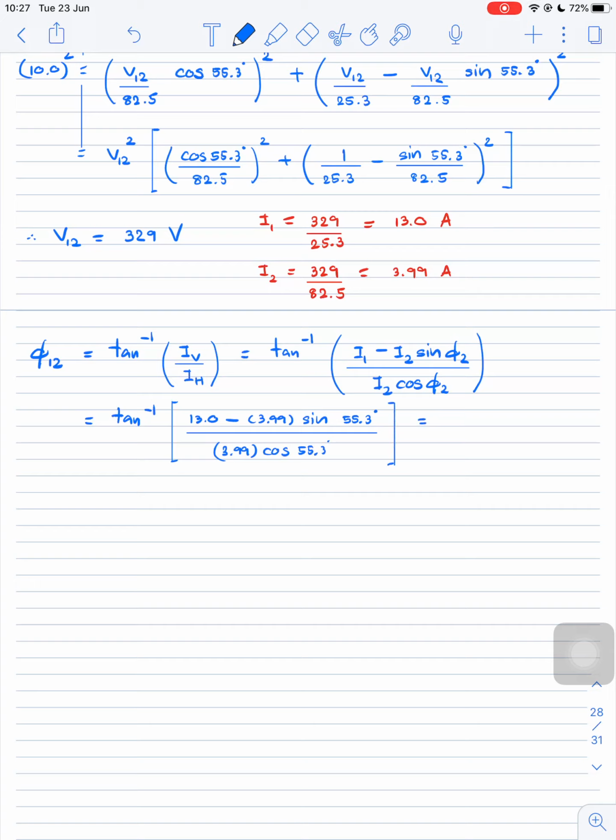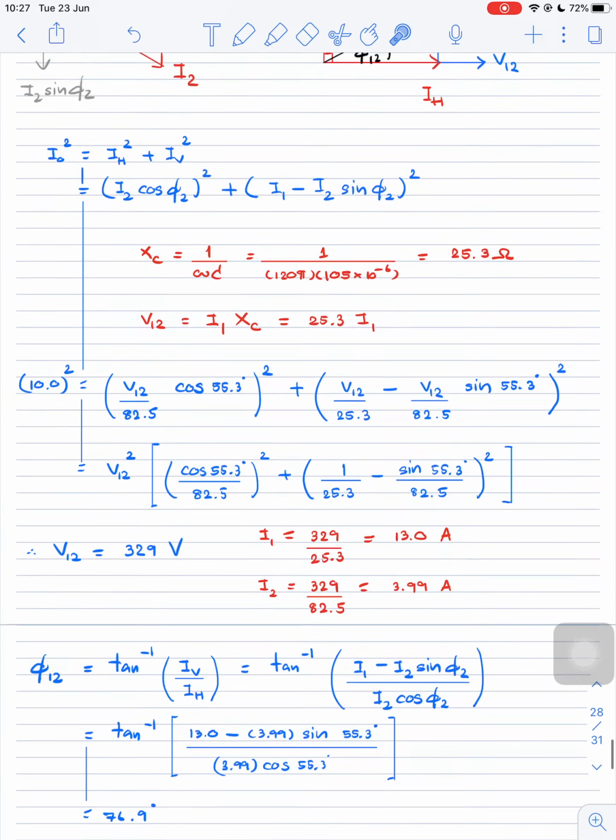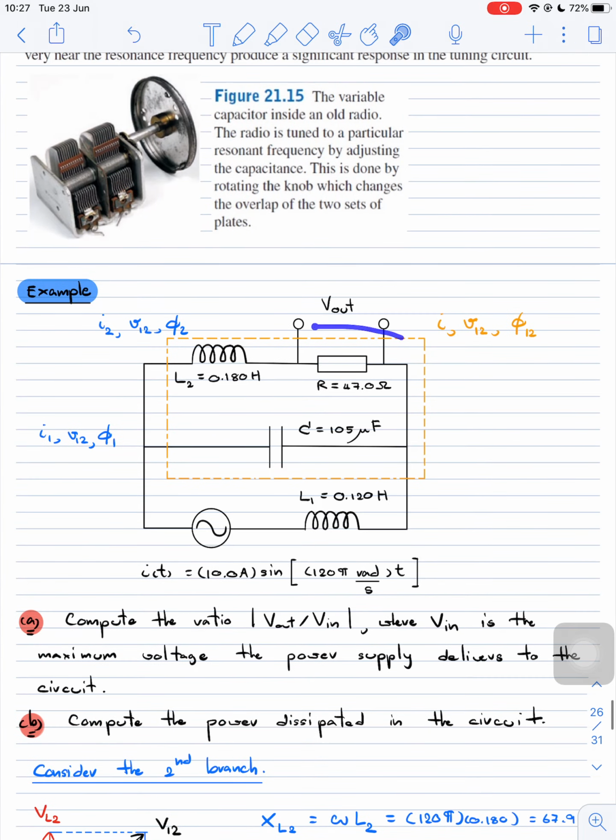Okay, so then you get the answer to be equal to 76.9 degrees. So that's the phi12. Okay, and that's it. Now the final step: just combine this whole thing here with the L1.